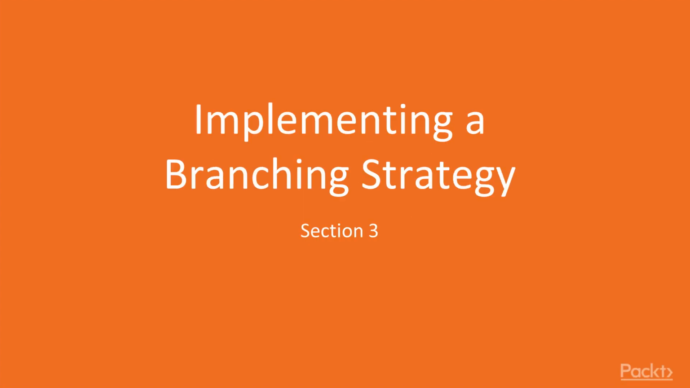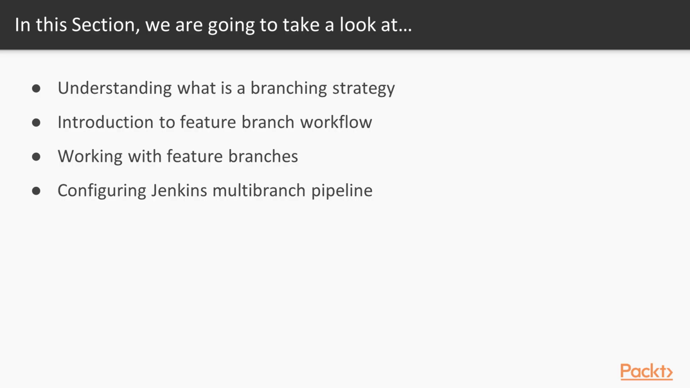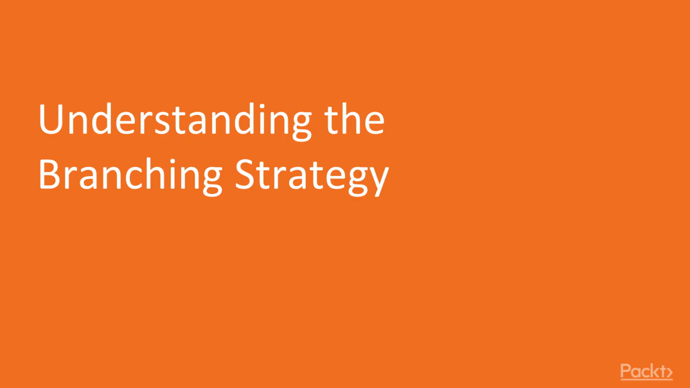Welcome to the third section of this course, Implementing a Branching Strategy. In this section, we are going to understand what is a branching strategy. Then we are going to have an introduction to feature branch workflow. After that, we will work with feature branches, and finally we are going to configure Jenkins to run multi-branch pipelines. This is the first video of this section.